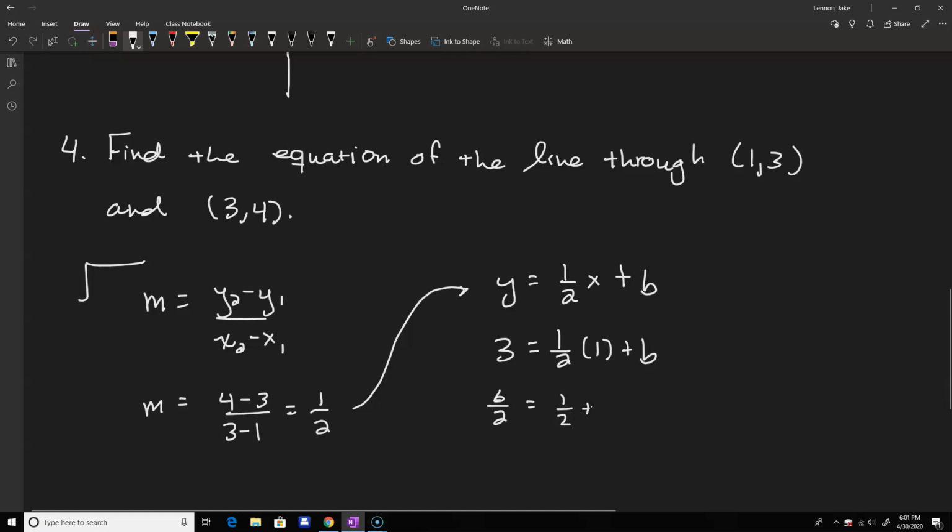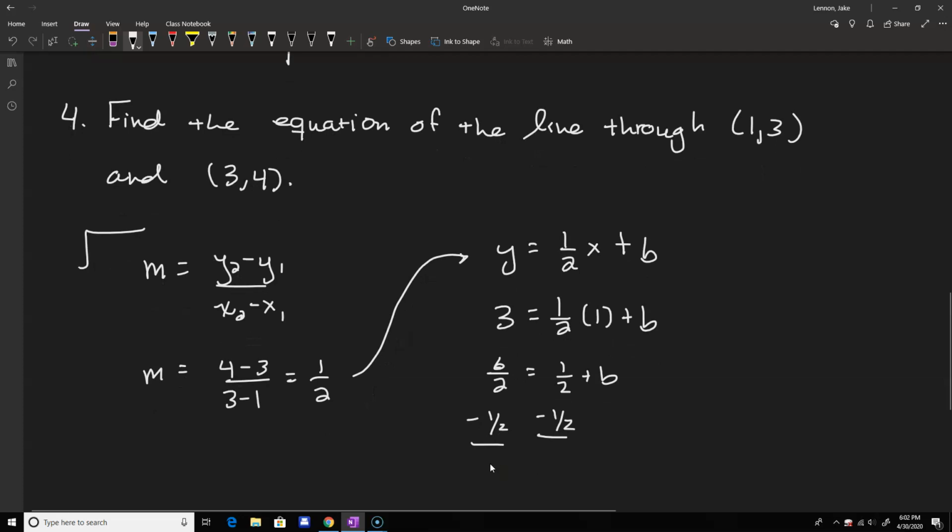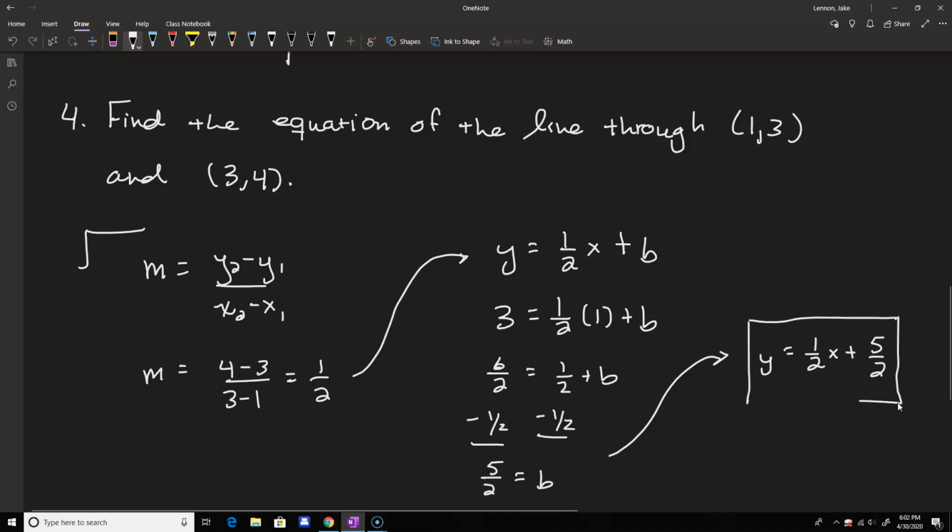This equals 1/2 plus b. And then we can just subtract 1/2 from both sides. And we see the value of b is going to be 5 over 2. So the equation of our line, the final answer is y equals 1/2 x plus 5 over 2. And that is the equation of the line that passes through those points.